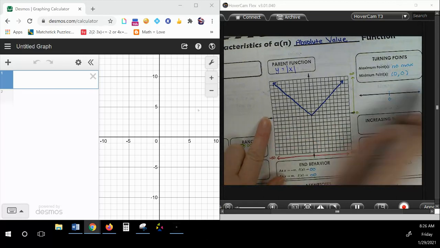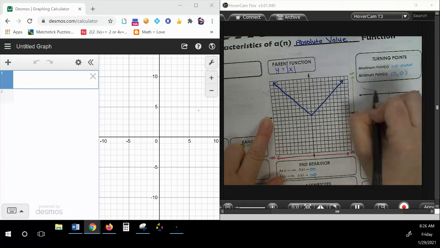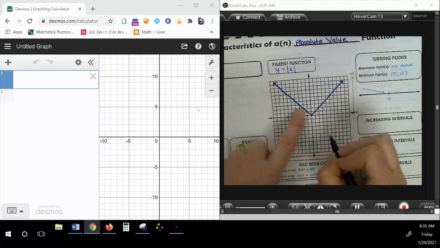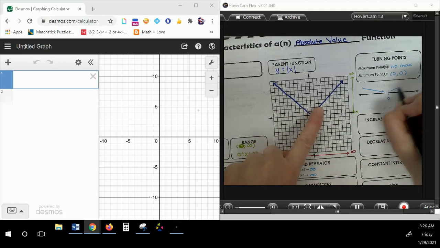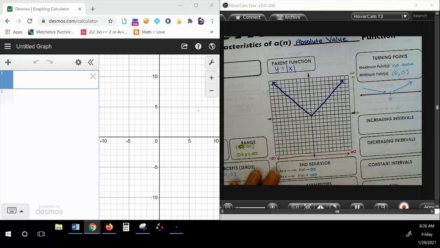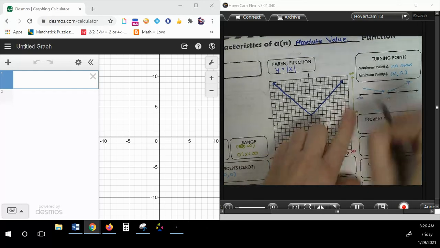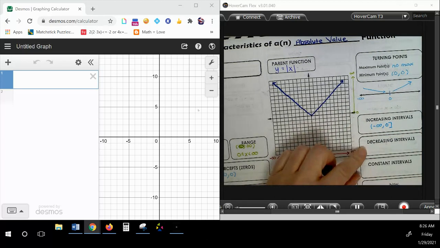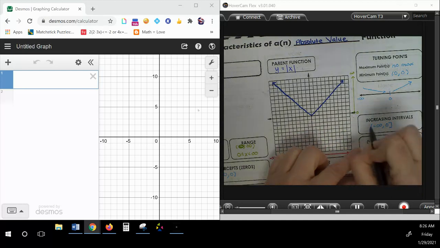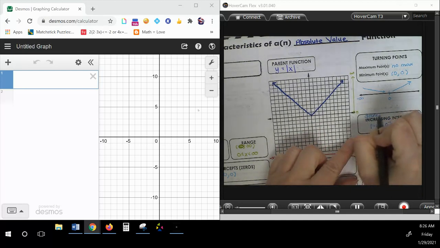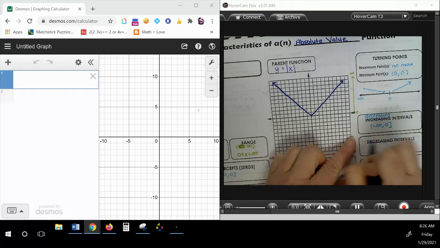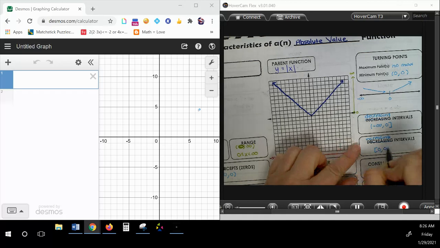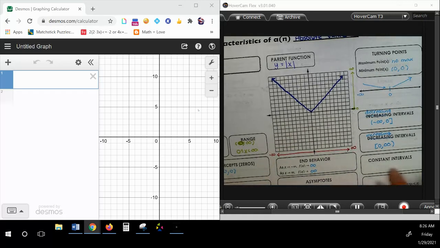This is the x-axis. So from negative infinity to 0, this function is decreasing. But at 0, 0, it turns and it becomes increasing. So it's decreasing from negative infinity all the way to 0. And 0 is included. Oops, I flipped those. I'm going to change this to decreasing. And it's increasing from 0 to positive infinity. At no point is it just flat across, so there are no constant intervals.